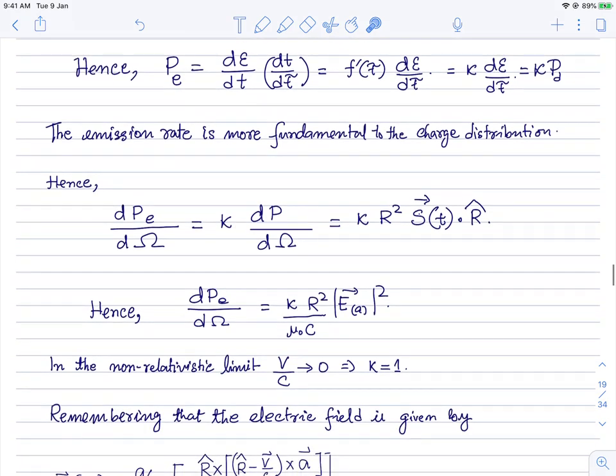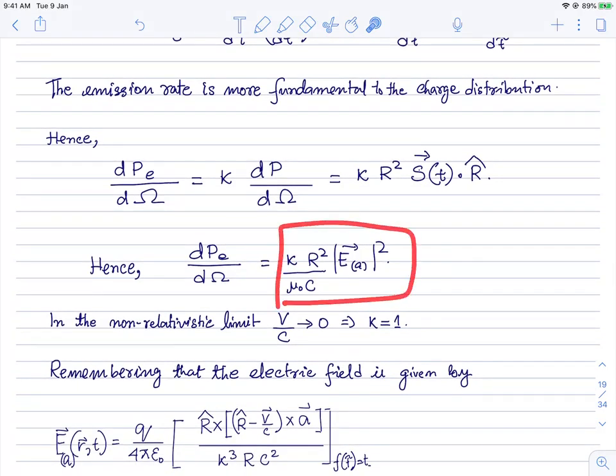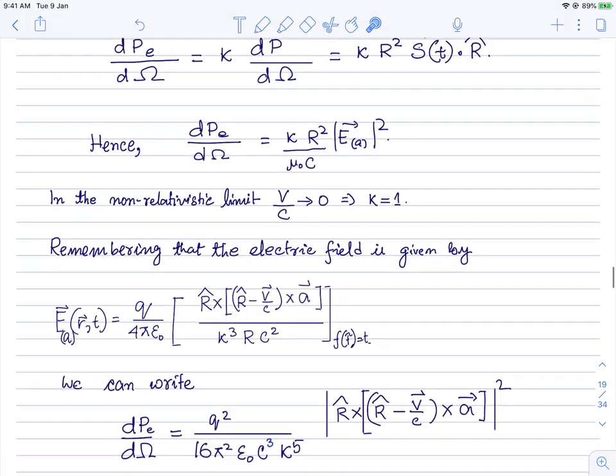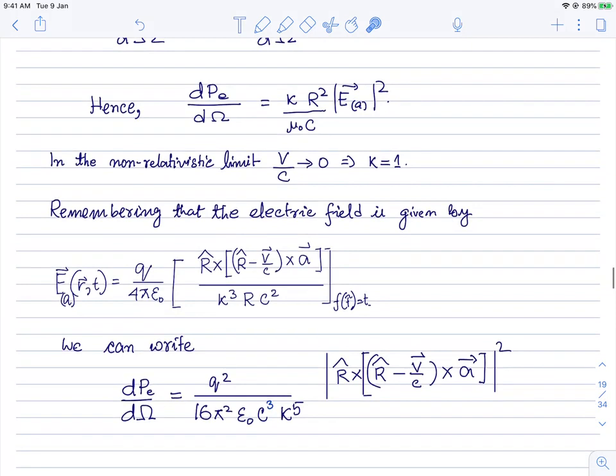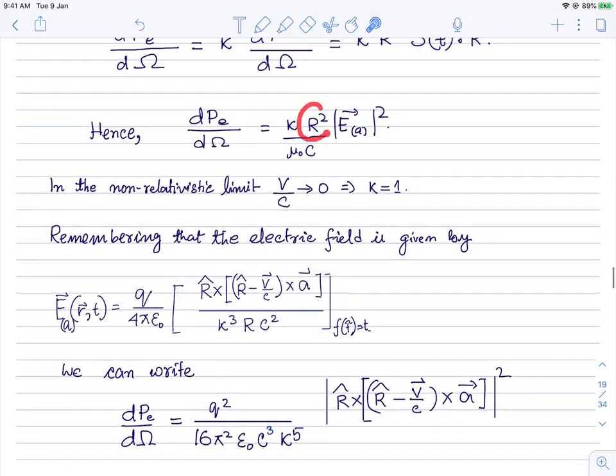So therefore, we can just put this additional factor of kappa into the formula here. If we put in this additional factor of kappa and use this result for the general electric field, I multiply by r square, because that r square comes from the area element and cancels. So r square d omega is basically the area element.